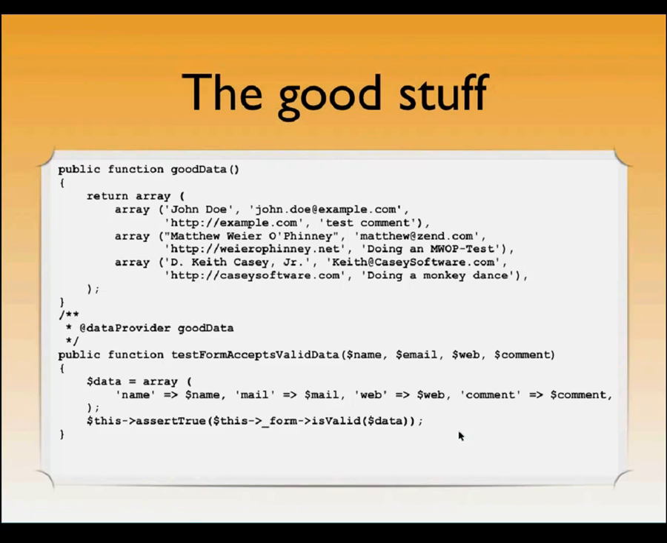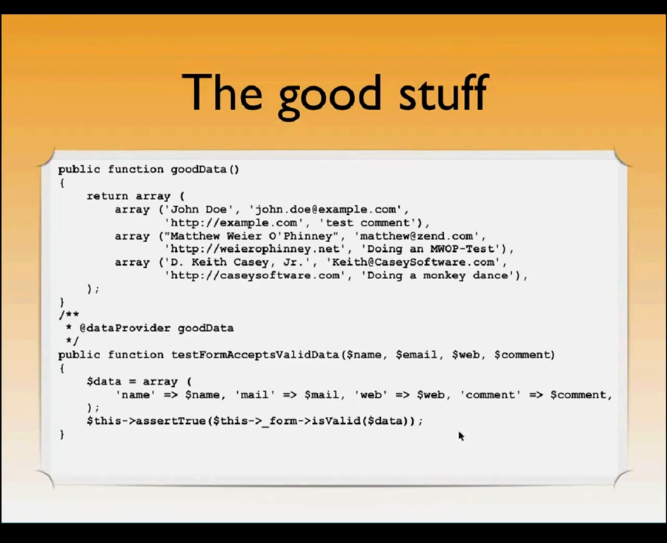Same thing goes for DK Casey. He's from Blue Parabola. He also has a very unique structure in his name. He has a dot in it. He has a comma in it. So if that passes as well, you can do a monkey dance and be happy that it all passes. So in order to use that data, because this is just returning an array of information, we annotate with a data provider annotation.